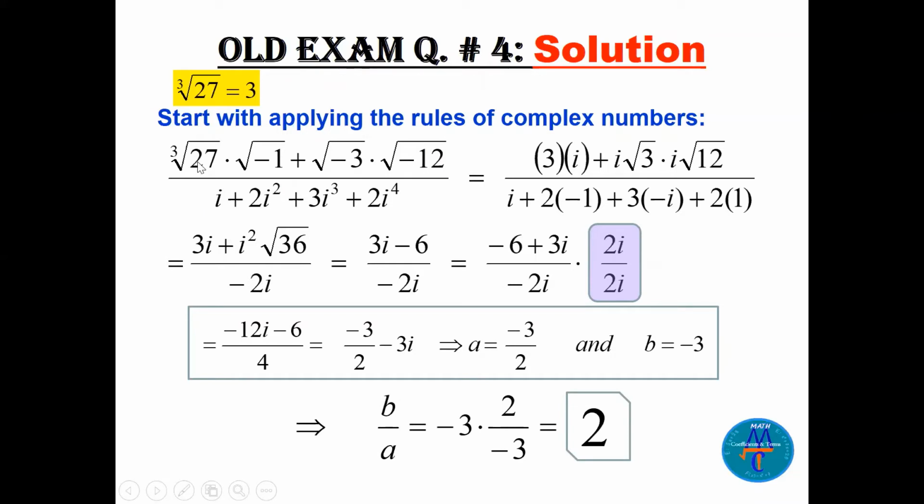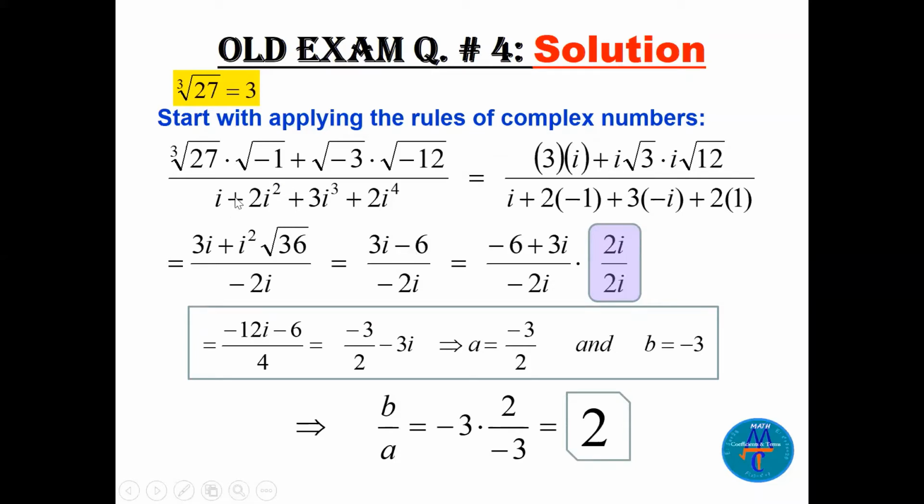So this one is 3. Square root of minus 1 is i. This one, there is an i, remember. Any negative number under the square root has an i: square root of 12. Now we can multiply this, square root of 36, which is 6. But you have i squared, which is minus 6. If you write only 6, that's wrong.